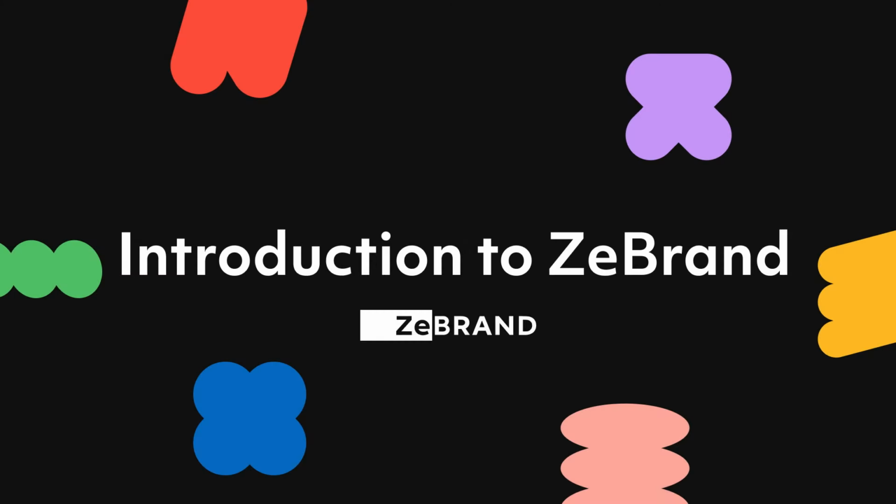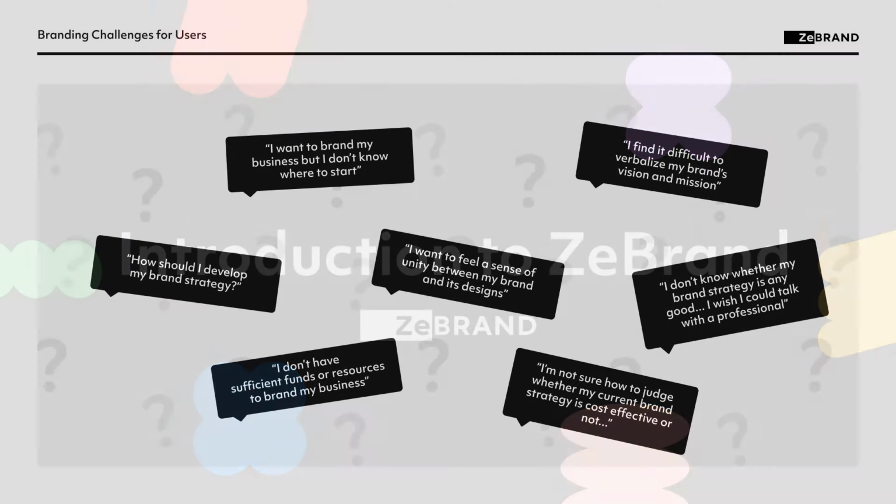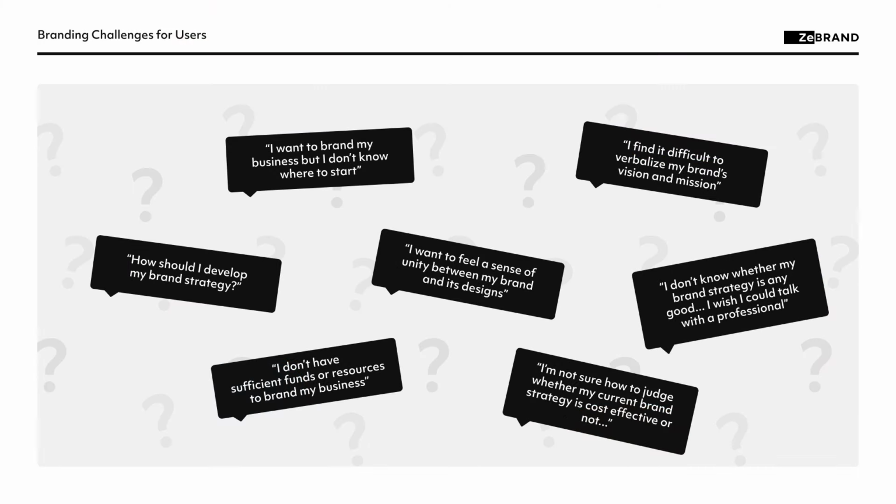ZeBrand is an AI-driven platform that helps brands visualize their vision and strategy with brand guidelines. ZeBrand will help you solve your branding issues, such as verbalizing and organizing your brand strategy. Now, let me show you how to use ZeBrand.